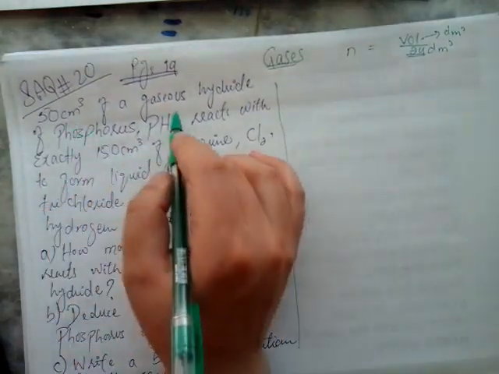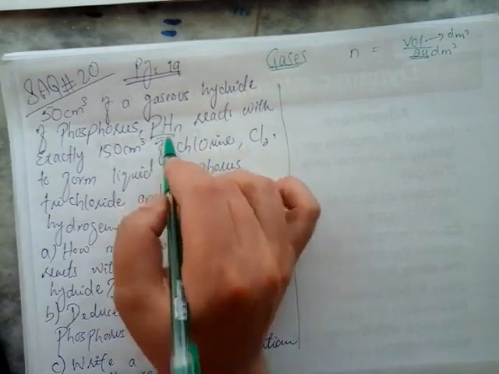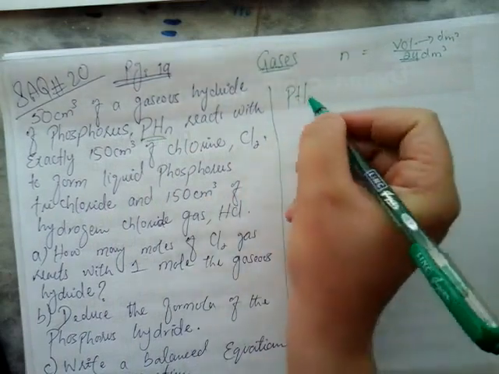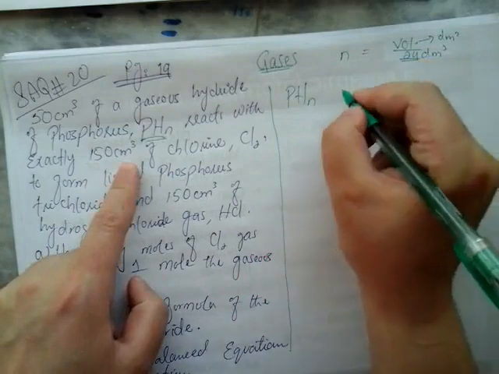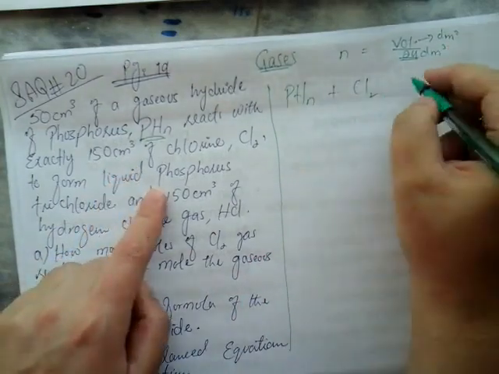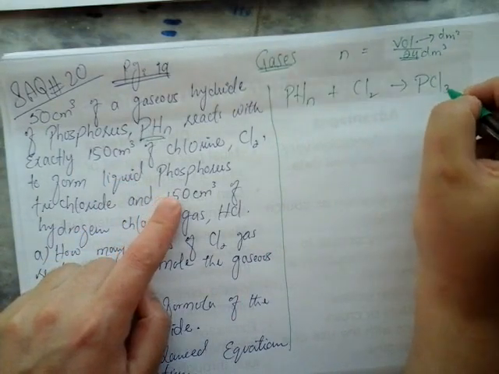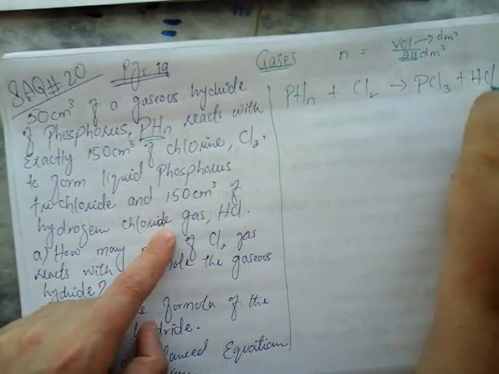Now the question which is given in your book: 50 centimeter cube of a gaseous hydride of phosphorus, PHn, reacts with exactly, so PHn, here again we do not know the number of atoms of hydrogen, so PHn reacts with exactly 150 centimeter cube of chlorine gas to form liquid phosphorus trichloride, PCl3, and 150 centimeter cube of hydrogen chloride.